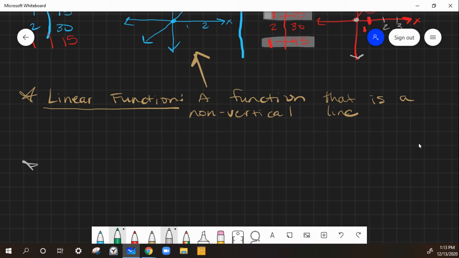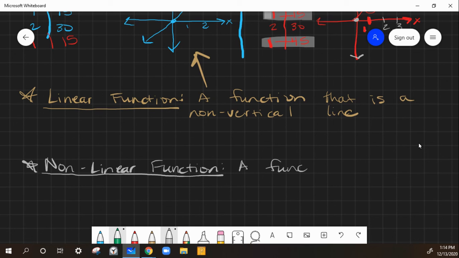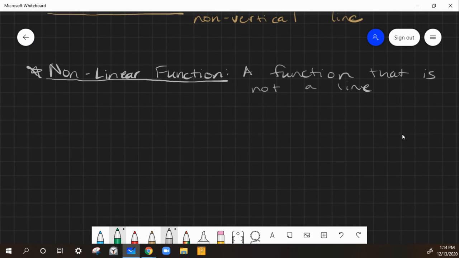And then a non-linear function. Here's what's crazy. You can have something that's not a line and still be a function. Functions are so important. It's a function that's not a line. I'll show you some examples. We're actually going to study a nonlinear function in depth in chapter 9 this year. We're in chapter 4. When we get to chapter 9, we are going to study what's called a parabola, which might sound like a crazy word.